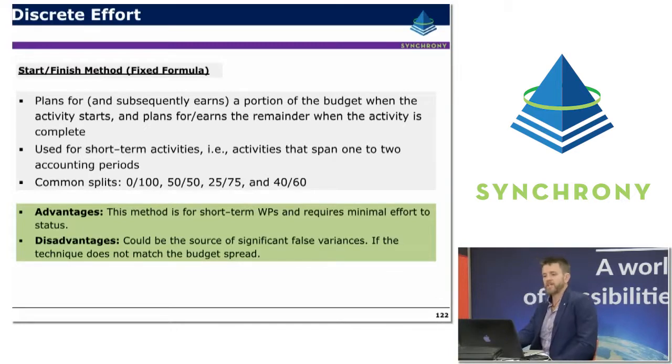So going into a little bit more detail on the discrete effort techniques, the start and finish or fixed formula method that we spoke about earlier. It basically earns a proportion of the work, as I said earlier, based on an agreed allocation to the start and the finish milestone of activities. It's really used for short-term activities. If it's a really short-term activity, all we really need to know is whether it's started and finished. We don't really need to allocate at any finer level of detail than that, because it's not really worth the effort. Common splits, as I mentioned earlier, might be 0/100, 50/50, 20/75, basically based on the needs or desires of the project.